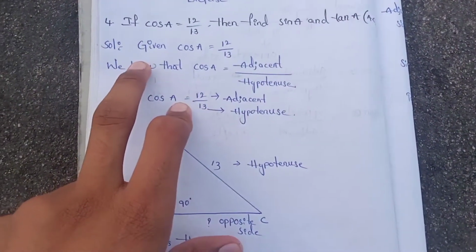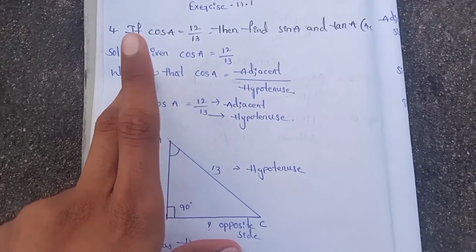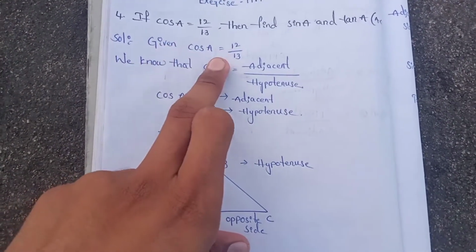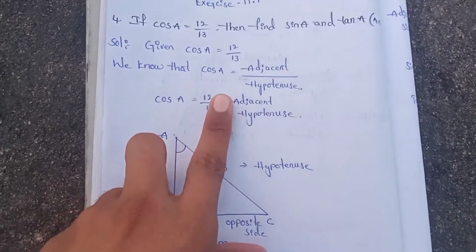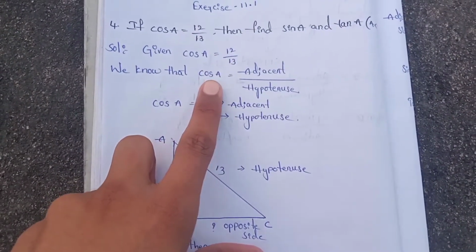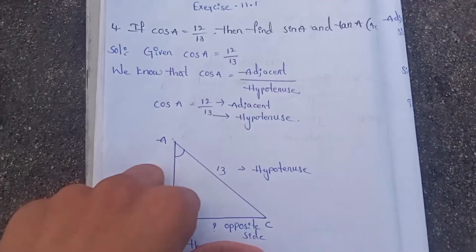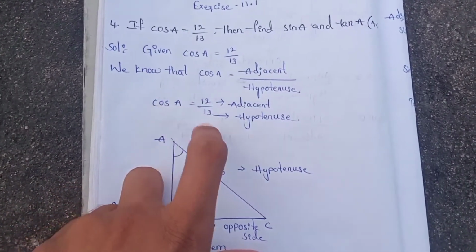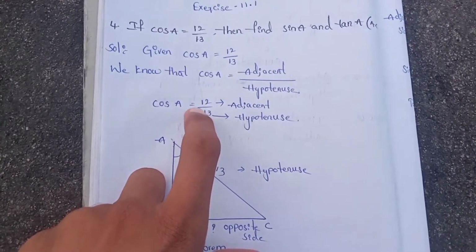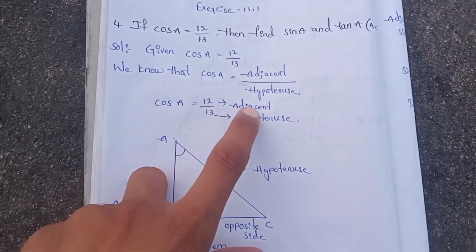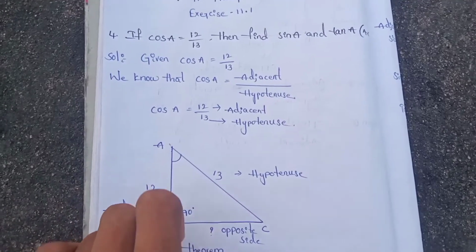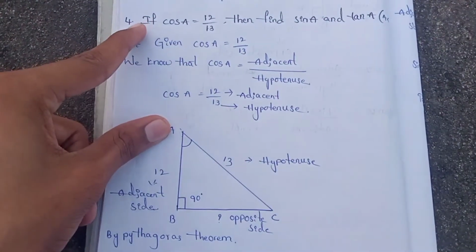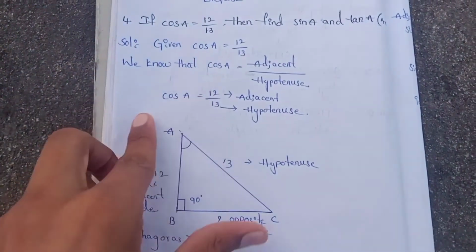First of all, we have to write what is given here. Given cos A is equal to 12 by 13. We already know the formula for cos A: adjacent by hypotenuse. Cos A is equal to 12 by 13, so 12 is adjacent and 13 is hypotenuse. Based on this, we have to draw a triangle.